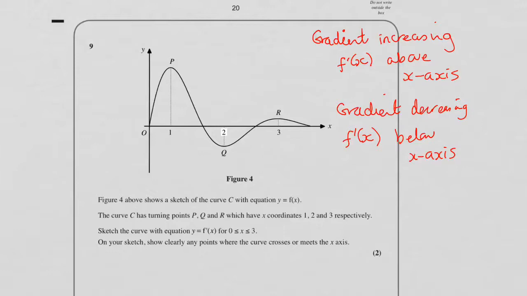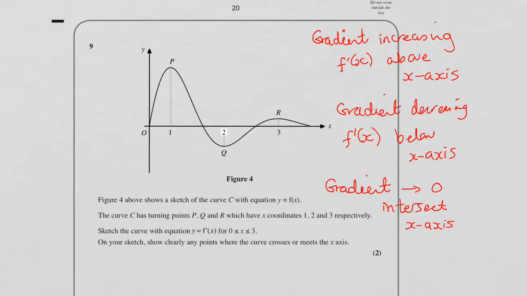So if your gradient is increasing, then your f dash of x will be above the x-axis in this area here because it will be positive. Where your gradient is decreasing, we're going to have f dash of x being below the axis because it would have a negative value. And where your gradient is 0, it will intersect the x-axis.